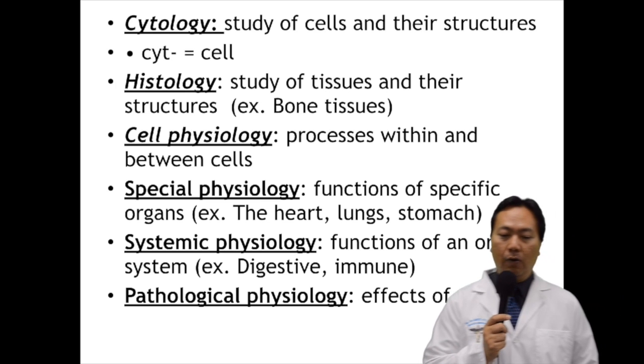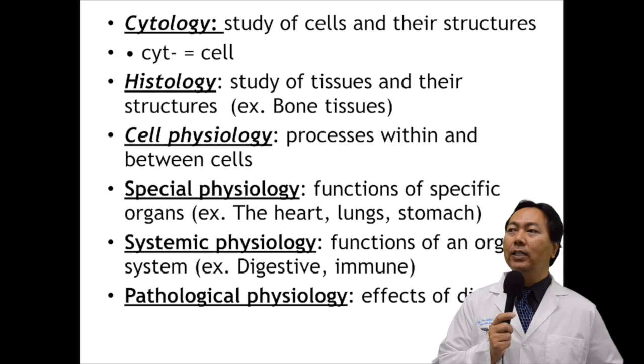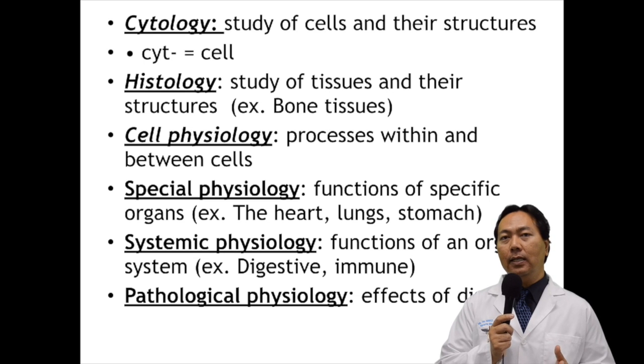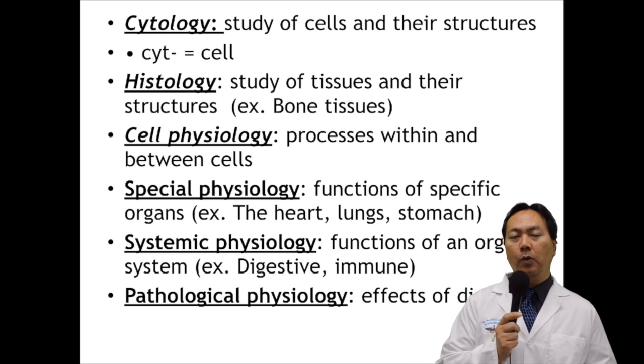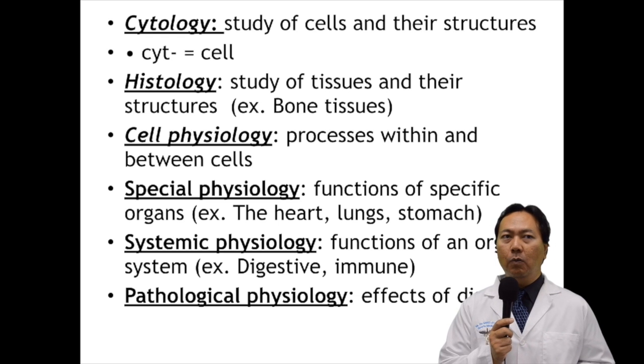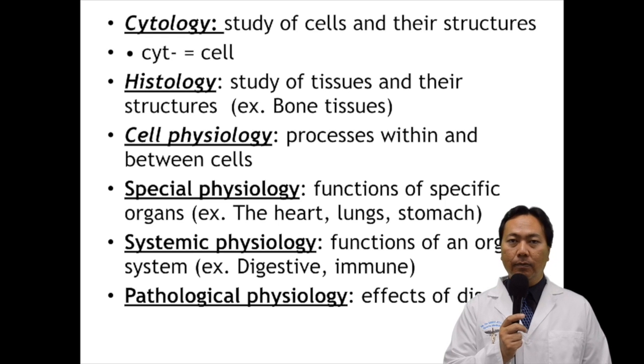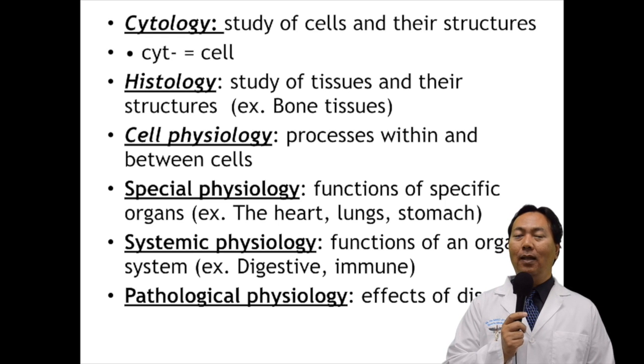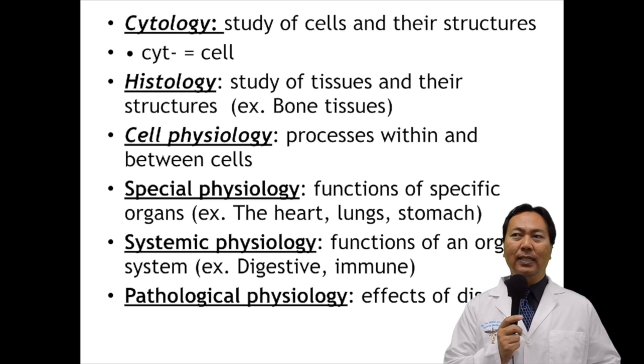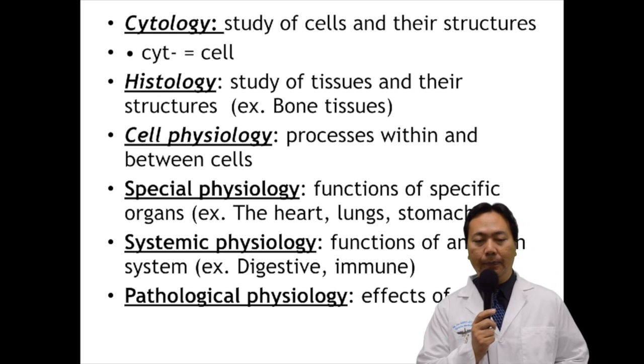Pathological physiology, or pathological, in this case, you're going to be studying what causes diseases. An example of someone who is a pathological anatomist or physiologist would be a pathologist, someone who studies diseases. So that's what pathological means. It means the study of diseases and how they form in the human body.